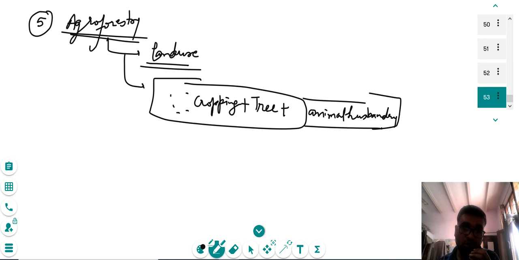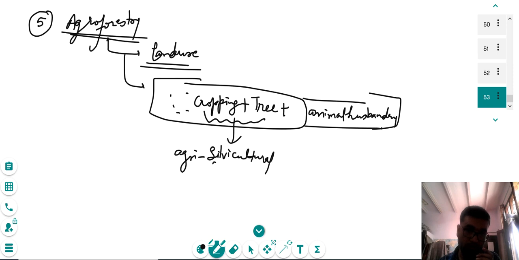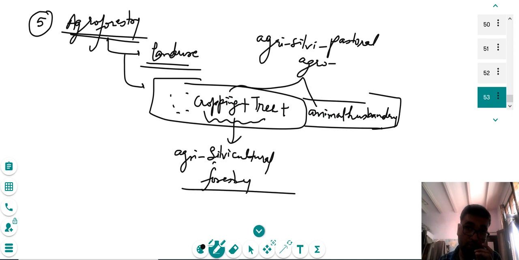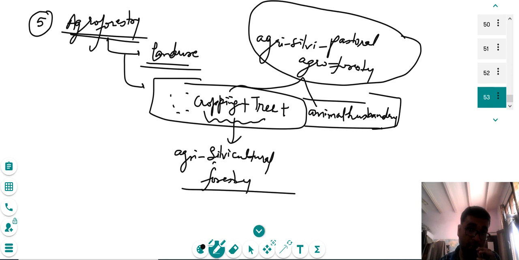Now when you use cropping and trees, this is called agri-silvicultural forestry. And when you use cropping, trees and animal husbandry, then it is called agri-silvipastoral agroforestry. So it is a different type of land use in which cropping, trees and animal husbandry are used simultaneously on the same land.